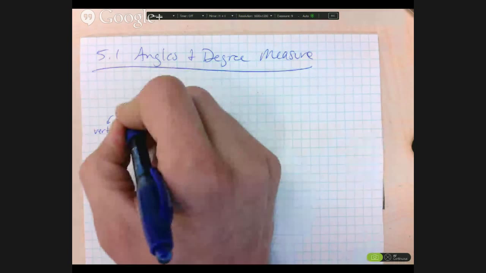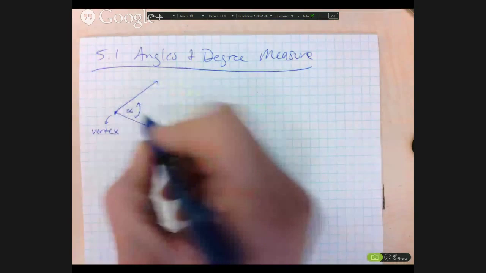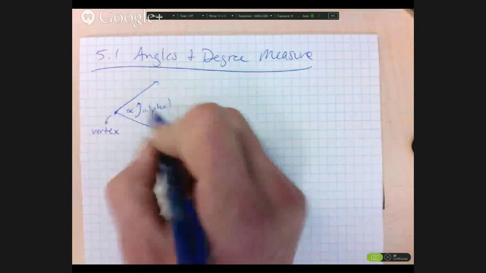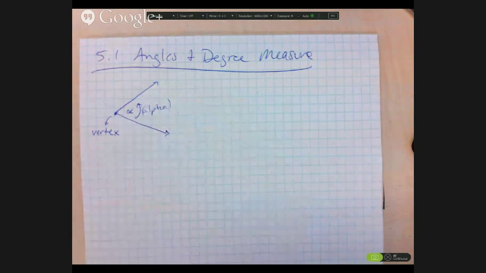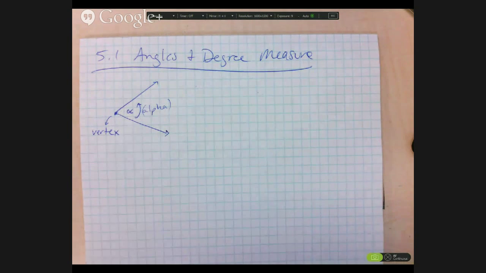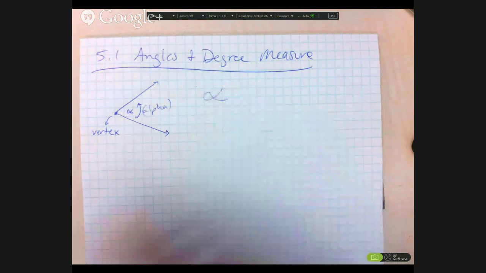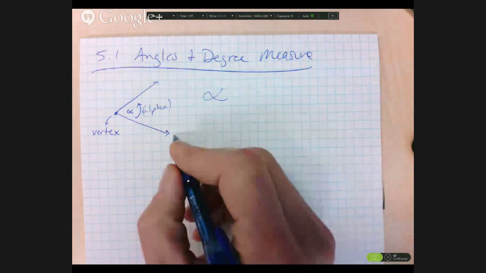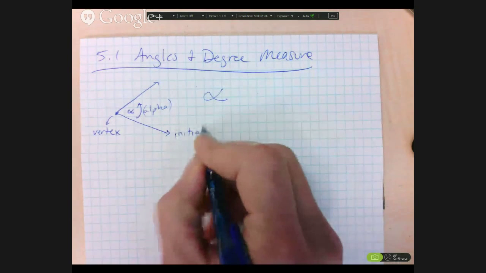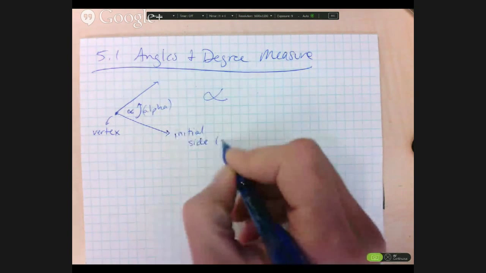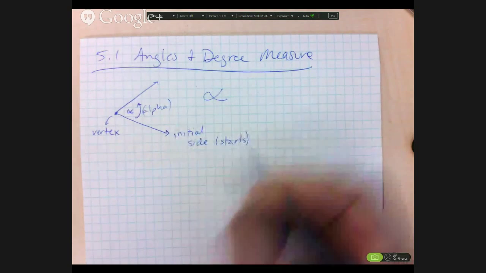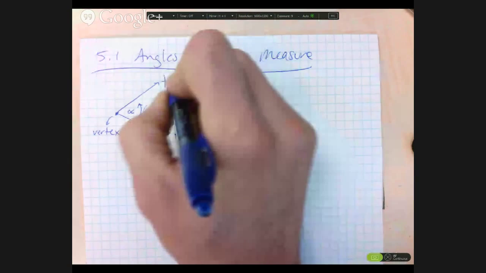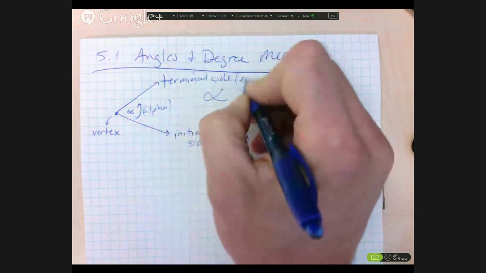We use Greek letters a lot. That's the Greek letter alpha. It's their A. It looks like a little fish. Okay, this is the initial side. So that's where it starts. And then this is the terminal side. That's where it ends.